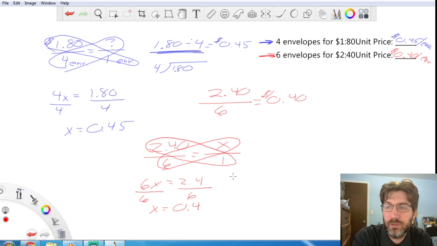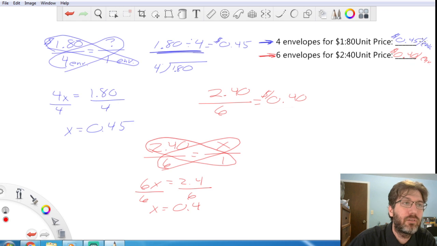Yeah, I'll do a couple of them. Yeah, so then the next part is to figure out which one is the better deal. So you have red or blue to choose from here. While looking at it, which one's cheaper per envelope, and that's red. Red costs 40 cents per envelope, and blue costs 45 cents per envelope. So this one here is the winner. You want this guy.